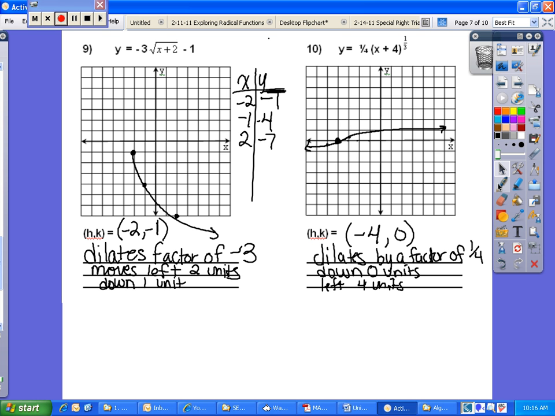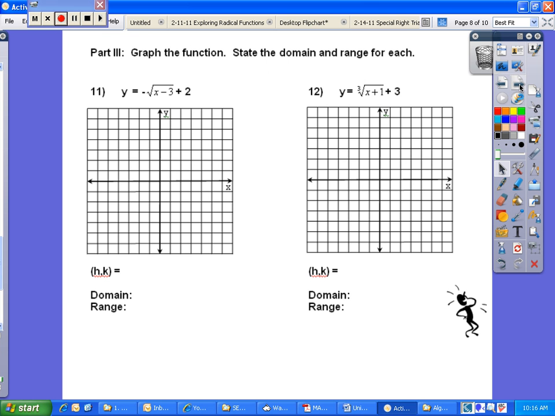Alright, so we're going to move on now to the next problems. Number 11 and number 12. Now for this one, we're actually going to start stating the domain and range again. So we're not only listing H and K, we are stating the domain and range. So if you want to take a second, I'm going to pause this video. I'll let you try them on your own, graphing them, and then listing H and K with the domain and range. Go ahead and pause this video now.